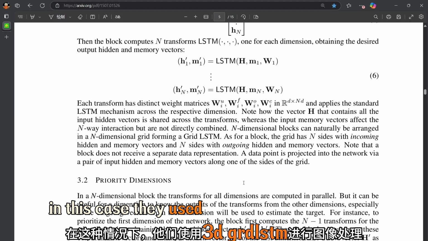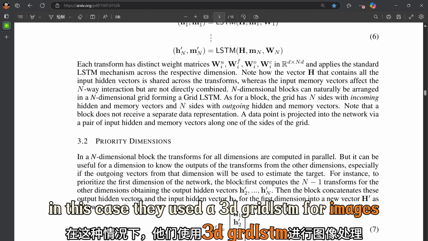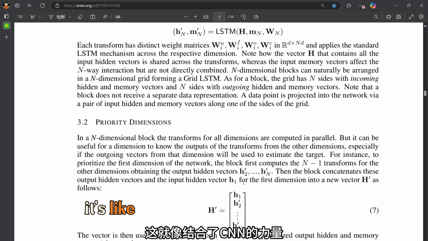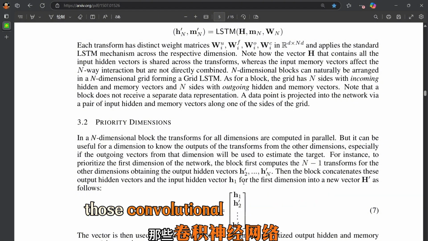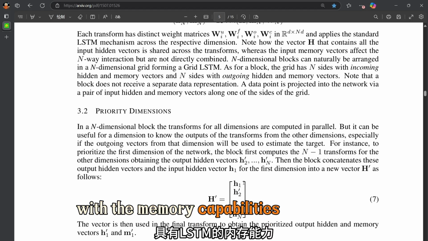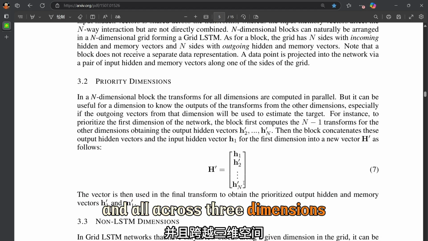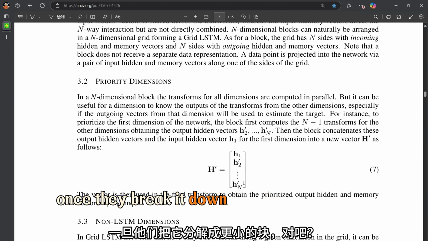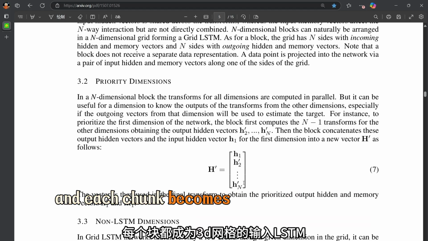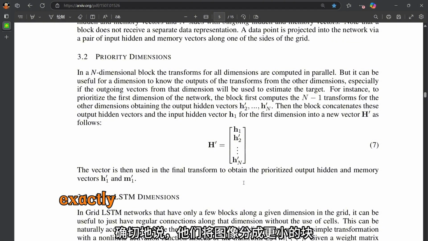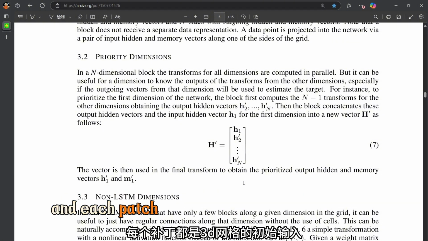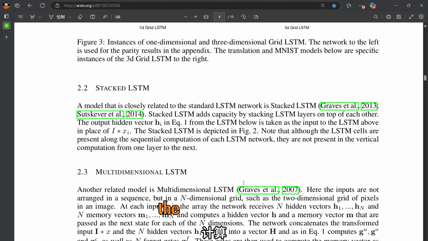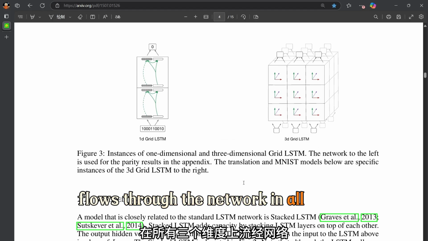In this case, they used a 3D Grid LSTM for images, treating the pixels as a 2D grid and adding the network's depth as the third dimension. It's like combining the power of CNNs, those convolutional neural networks, with the memory capabilities of LSTMs, and all across 3 dimensions. Okay, I'm trying to picture this. So instead of feeding the whole image to the network at once, they break it down into smaller chunks, right? And each chunk becomes an input for the 3D Grid LSTM. Exactly. They divided the image into smaller patches, and each patch is the initial input for a 3D Grid LSTM block. Now, here's the really clever part. The computation flows through the network in all 3 dimensions.